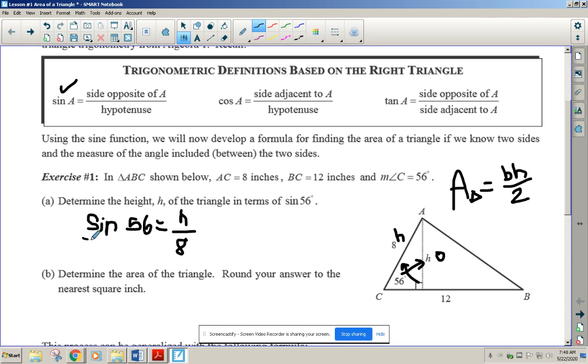Now, I can make this into a proportion because proportions are really great when you're solving something with a fraction. And 1 times height equals the height. And then in my calculator, I am going to type in 8 times the sine of 56. Now, the only time your calculator should be in radian mode is for graphing. Anything else, you have to be in degree mode. So let's take a look.